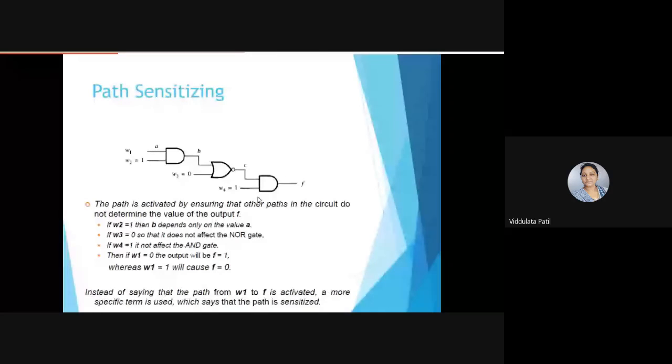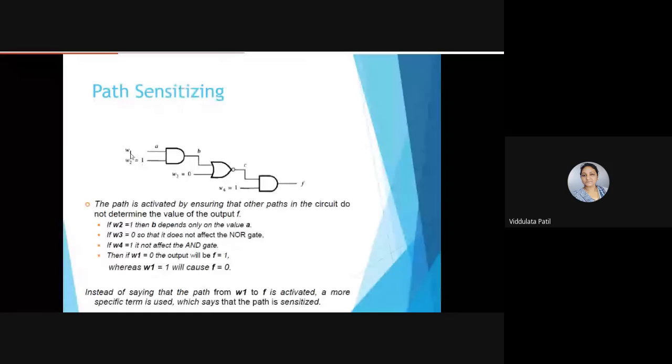Now suppose C is stuck at 1. That means the circuit is correct up to here, but my wire C is stuck at 1, so what will happen is I will get a wrong result. Okay, so that means if I sensitize this wire W1, I can find out these 3 faults, that is A stuck at 0, B stuck at 0 and C stuck at 1. So that fault would be found out using this path sensitization by this W1.